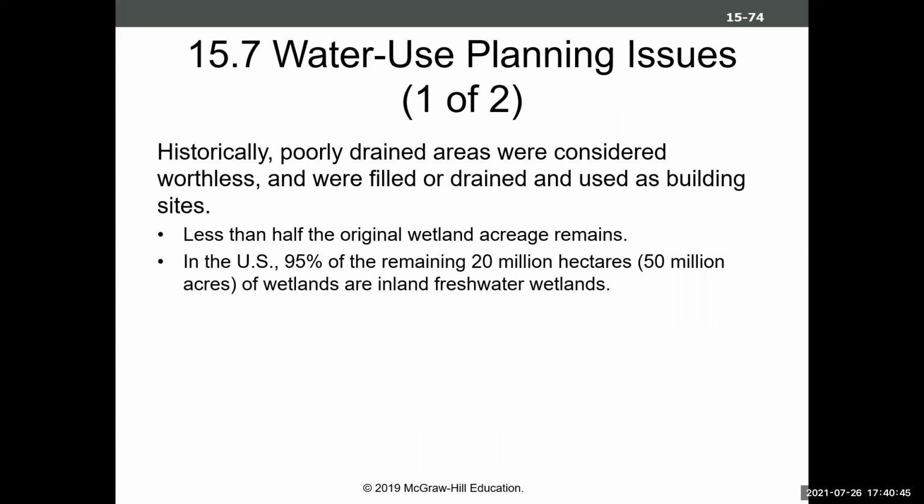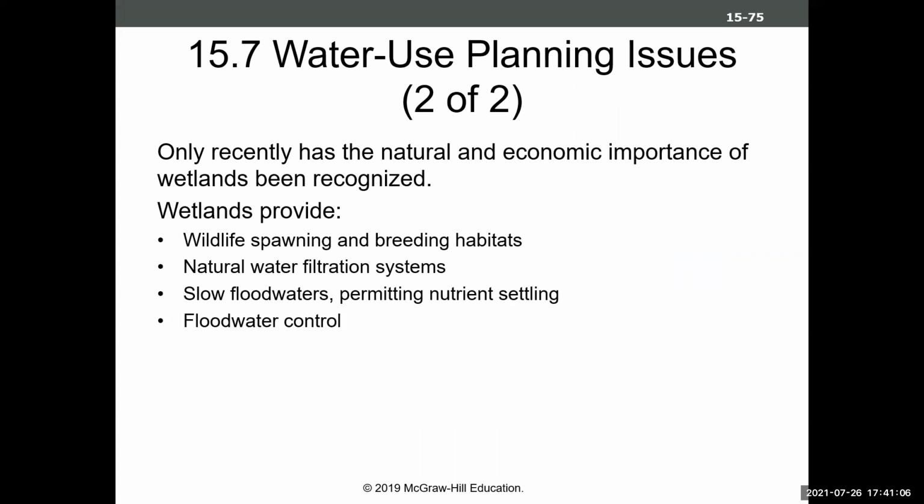Now, in the US, 95% of the remaining 20 million hectares, so 50 million acres of wetlands, are inland freshwater wetlands. And these are areas that are likely to be considered valuable to be converted into ag areas. Only recently, so recently being the last couple decades, has the economic importance of wetlands been recognized, and the kind of environmental service or ecosystem services that they provide really been understood and brought to the public attention, and the public actually kind of seeing that.